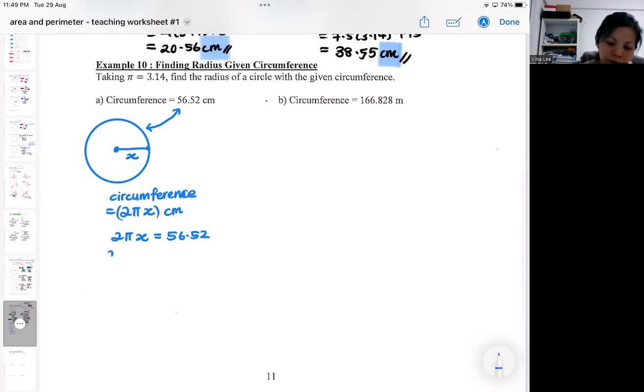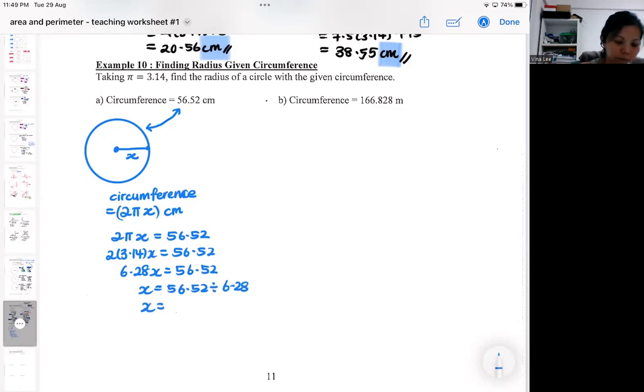Here they gave me the 3.14, so that will be quite easy. You just have to punch in that 3.14, and then it becomes a linear equation. It very much becomes a linear equation, it's just that you are going to encounter a lot of decimals sometimes. So x is equal to 9. So the radius is 9.